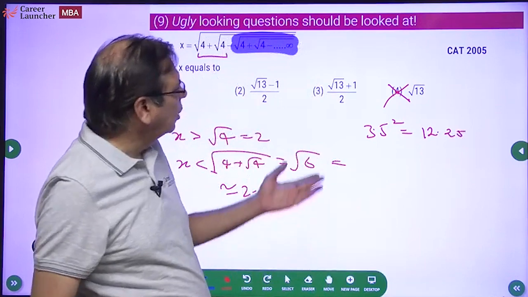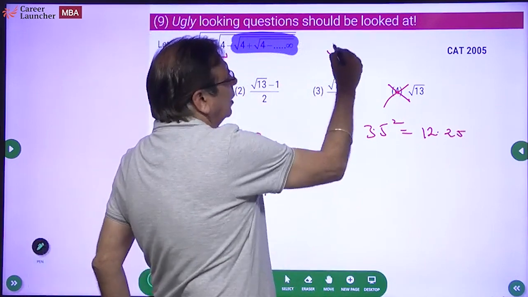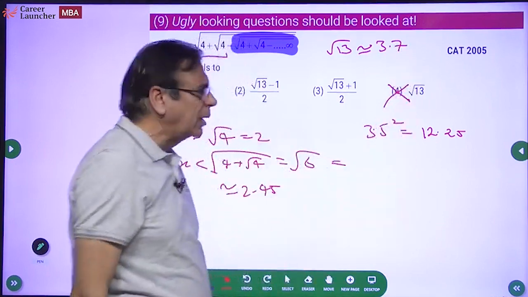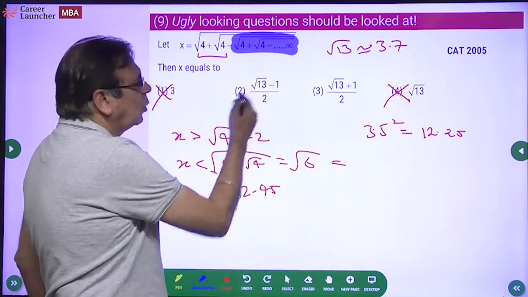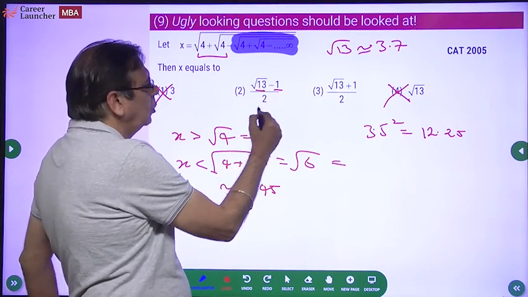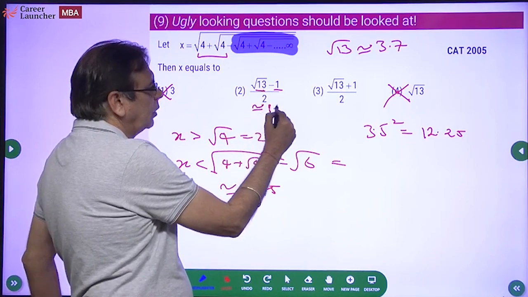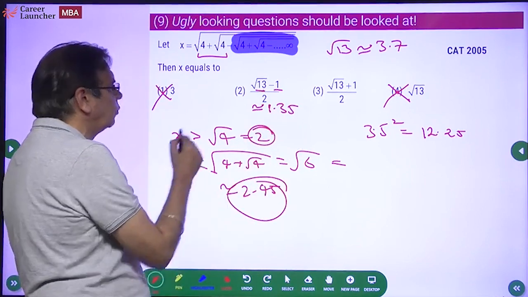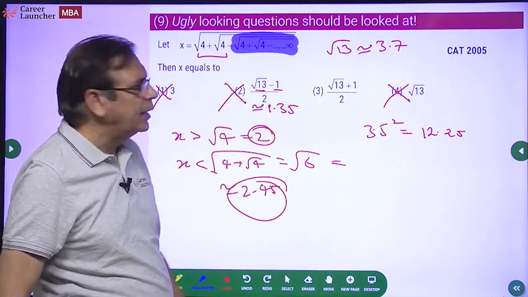So can I say under root 13 approximately should be about 3.6, 3.7? Take any number, does not matter. What is this going to be? 3.7 minus 1, 2.7 divide by 2. This is going to be about 1.35. My answer has to be greater than 2, less than 2.45. This does not lie within the range, wrong answer.